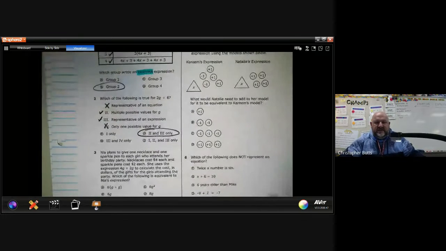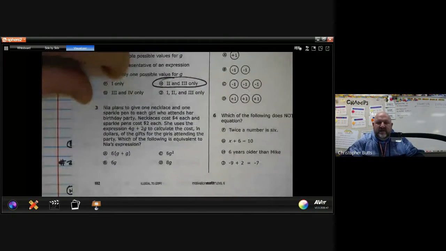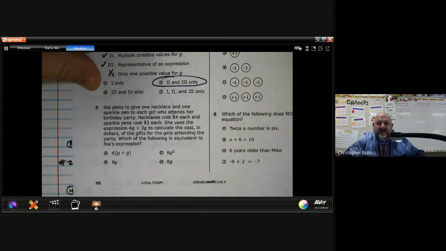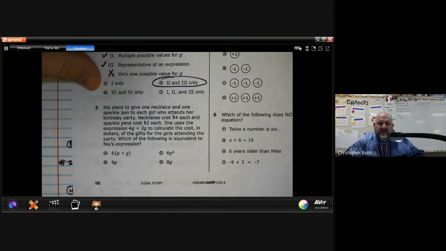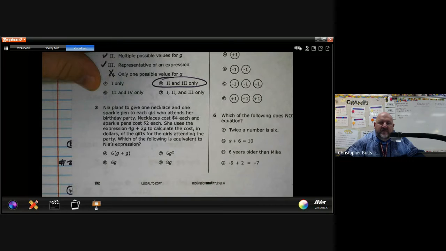Next question says, Nia plans to give 1 necklace and 1 sparkle pen to each girl who attends her birthday party. Necklaces cost $4 each and sparkle pens cost $2 each. She uses the expression 4 times G plus 2 times G to calculate the cost in dollars of the gifts for the girls attending the party. Which of the following is equivalent to Nia's expression?